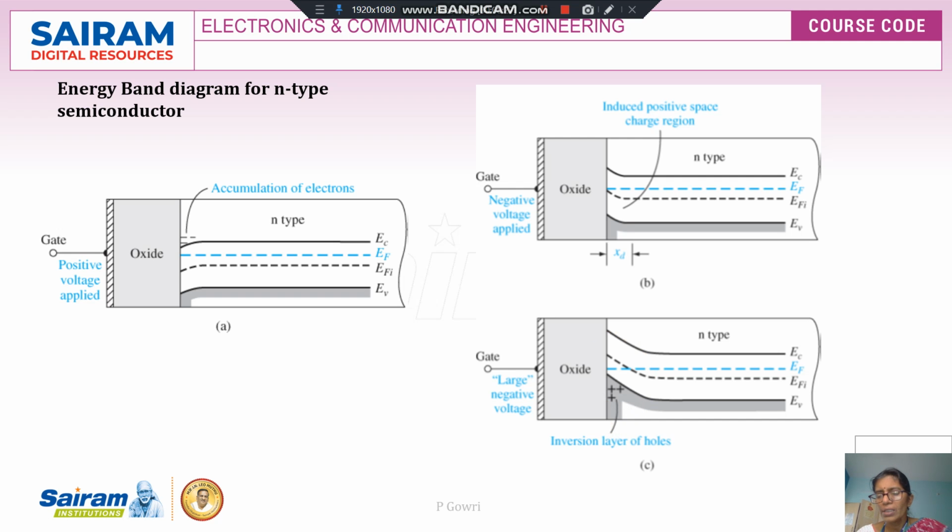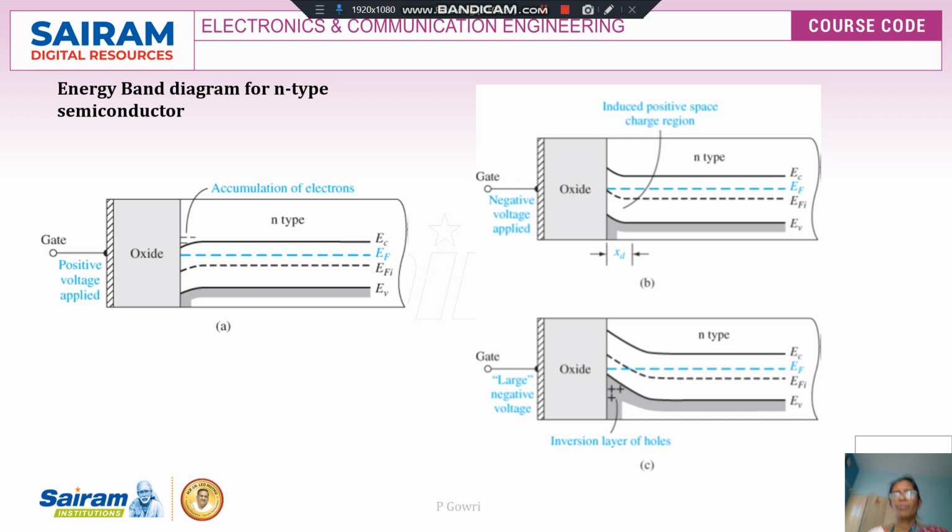So in this video we have discussed what a MOS capacitor is, for both n-type and p-type, and also we have studied how the energy band diagram can be used to explain the formation of the inversion layer. Thank you.